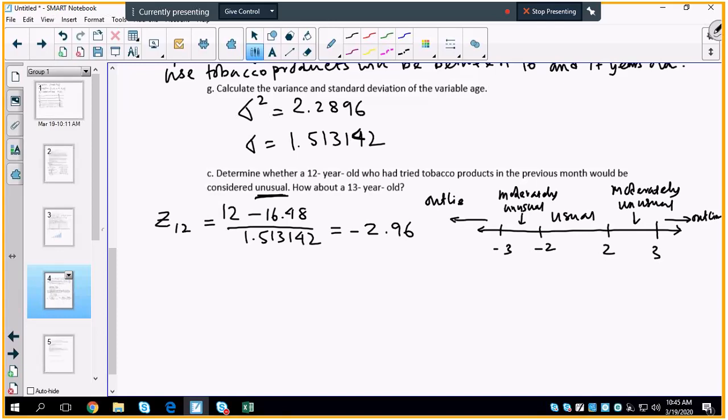So we wanted to know, are these data unusual? And we found the z-score is negative 2.96, which is very close to negative 3. So clearly, we will say yes, that will be unusual. A 12-year-old using tobacco products is moderately unusual.